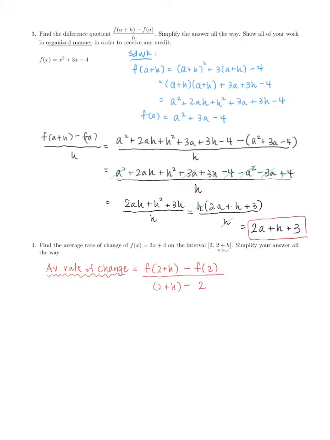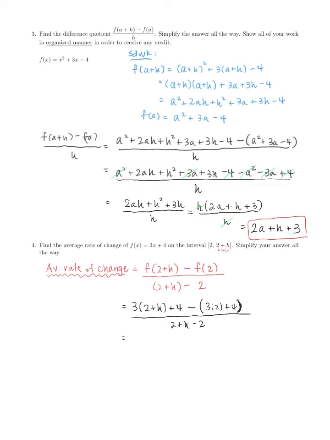So let's first go with f of 2 plus h. So f of 2 plus h is going to give us what? 3 times 2 plus h plus 4, and minus f of 2, so make sure you put a parentheses around it. F of 2 is what? 3 times 2 plus 4. Whole thing dividing by 2 plus h and then minus 2. I guess I could cancel out the 2 there, but oh well.